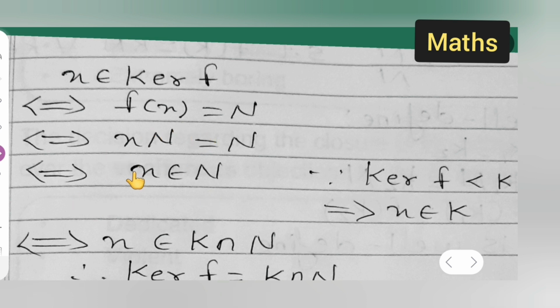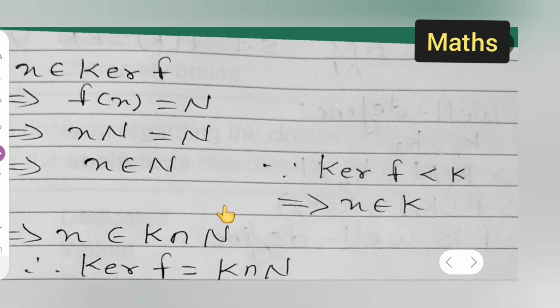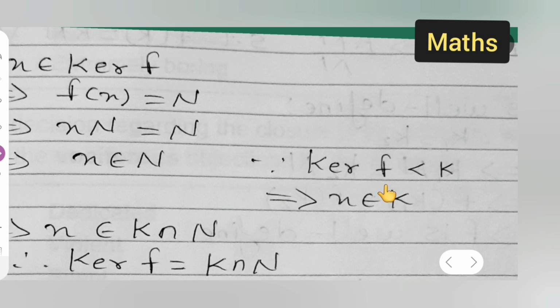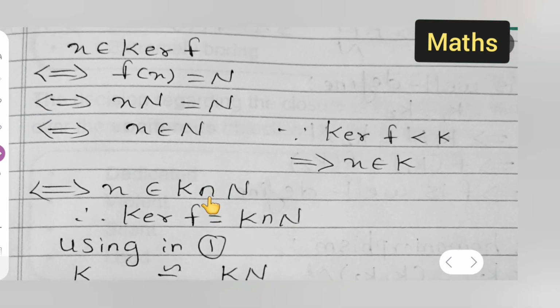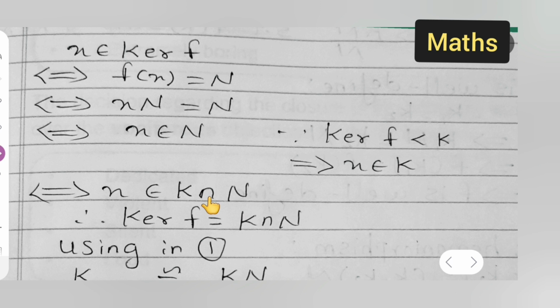Here f of x is given by xN which is equal to N. Now this implies x belongs to N. Now since kernel of f is contained in K, it implies that x belongs to K. You all can take down this part, then I'll move forward. Now this implies that x belongs to K intersection N. Now therefore kernel of f is equal to K intersection N.